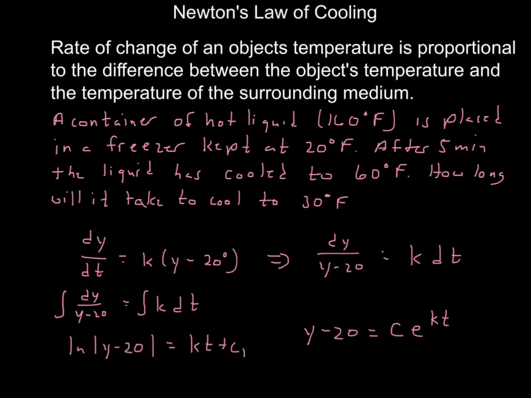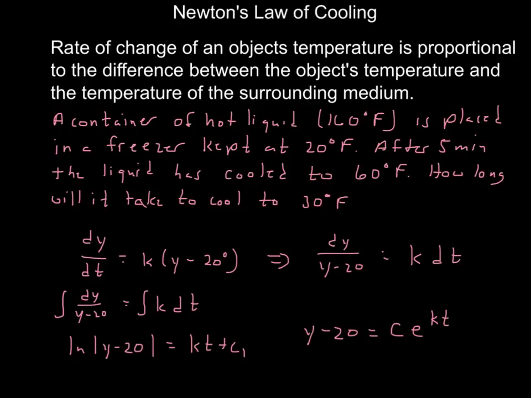And doing the separation of variables, I'll divide by y minus 20, multiply by dt. I get dy over (y minus 20) equals k dt. I integrate both sides, left side with respect to y, right side with respect to t, and I get that the natural log of the absolute value of y minus 20 equals kt plus c1.